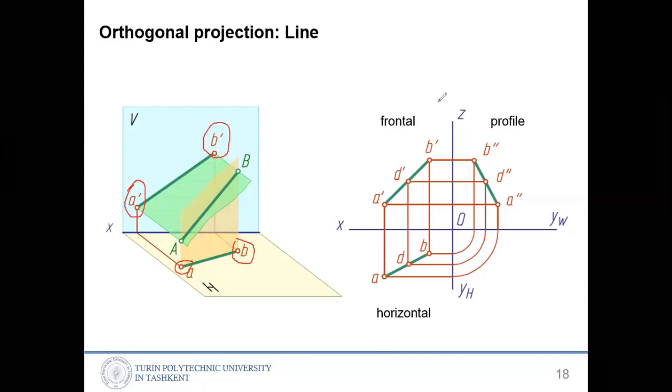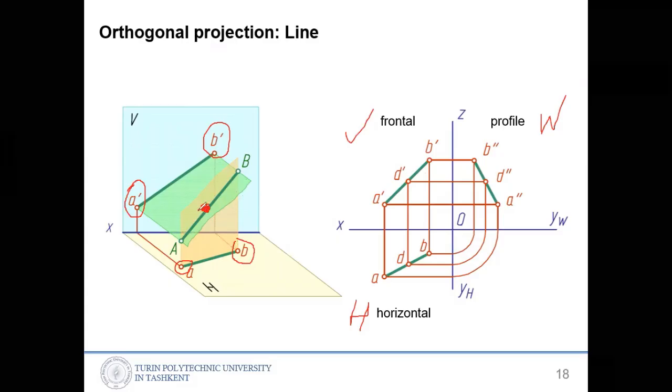A is from the top plane projection and B is here. By orthogonal projection, you can see here the frontal plane is the V plane, horizontal is the H plane, and profile is the W plane. The line can be done this way: A dash B dash, A double dash B double dash, and AB. All other points can be generated in between the line. For example, point D is given somewhere here, that lies on AB.